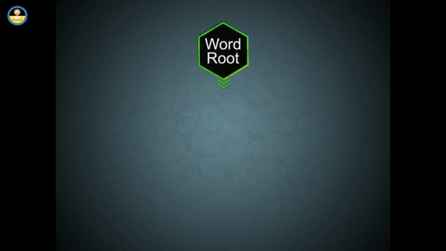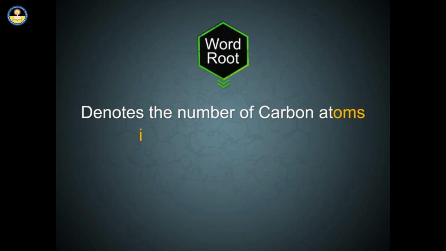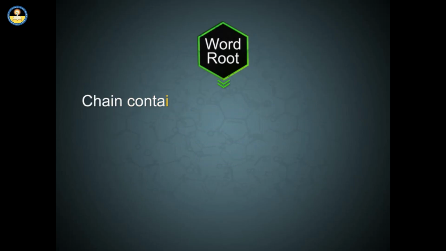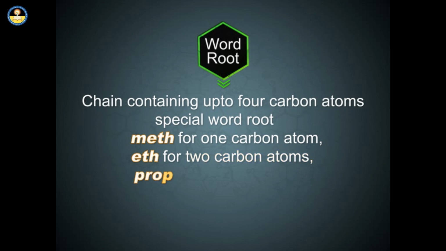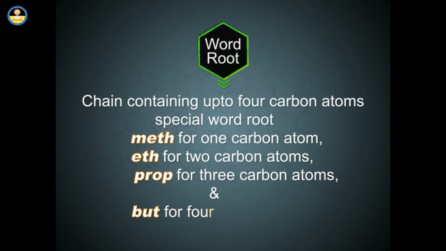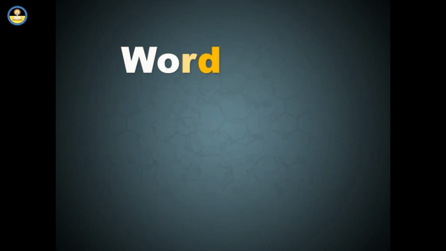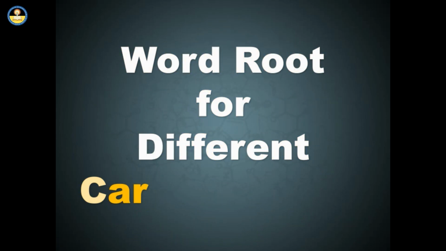Word root denotes the number of carbon atoms in the longest possible chain. For the chain containing up to 4 carbon atoms, special word roots, meth for 1 carbon atom, eth for 2 carbon atoms, prop for 3 carbon atoms, and but for 4 carbon atoms are used. For chains containing 5 or more carbon atoms, Greek numbers are used. Word roots for different carbon chains.